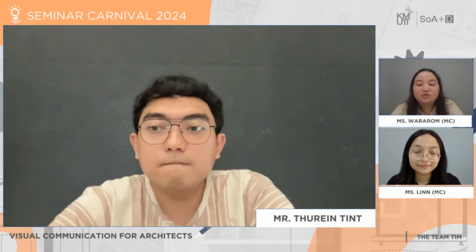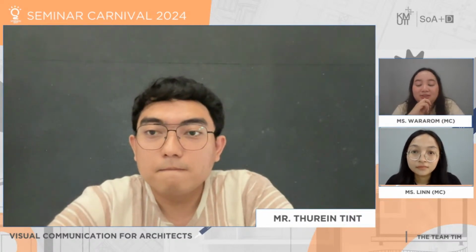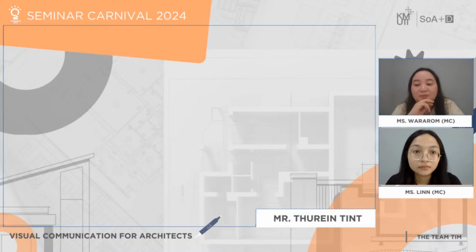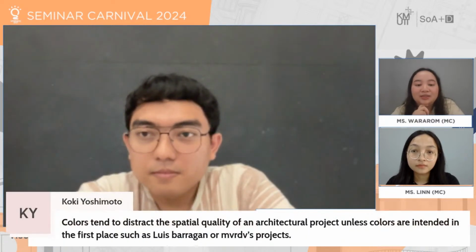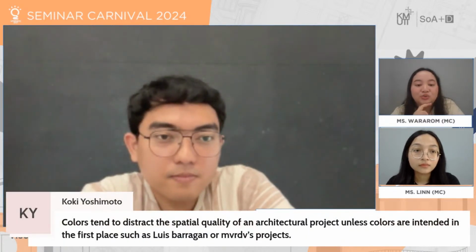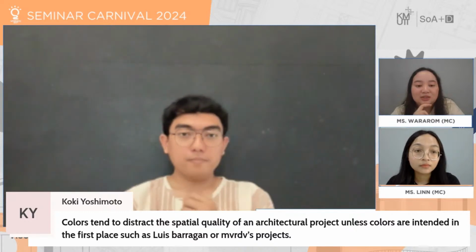Okay, and I saw there is a lot of audience interest in the color topic. One question: what if color tends to distract from the spatial qualities of an architectural project unless colors are intended in the first place, such as with Paragon or MBRDV projects? So how would you combine these things together to keep the portfolio exciting?